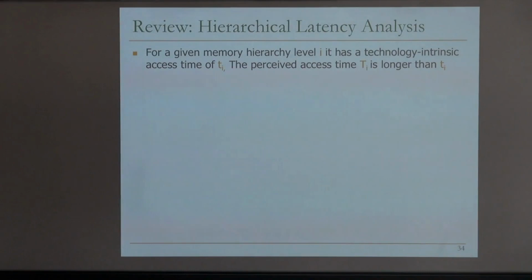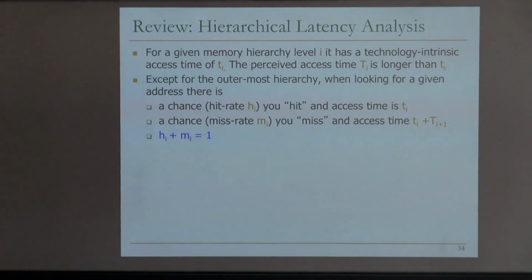Basically, it's a hierarchical latency analysis. What is the latency that you see at each level? Clearly, you have a hit rate at each level and a miss rate at each level, and the sum of that should be equal to 1. There's a probability that the access hits, and there's a probability that the access misses. If you want to calculate the perceived access time that you see at a level, what you get is a hierarchical equation, basically.